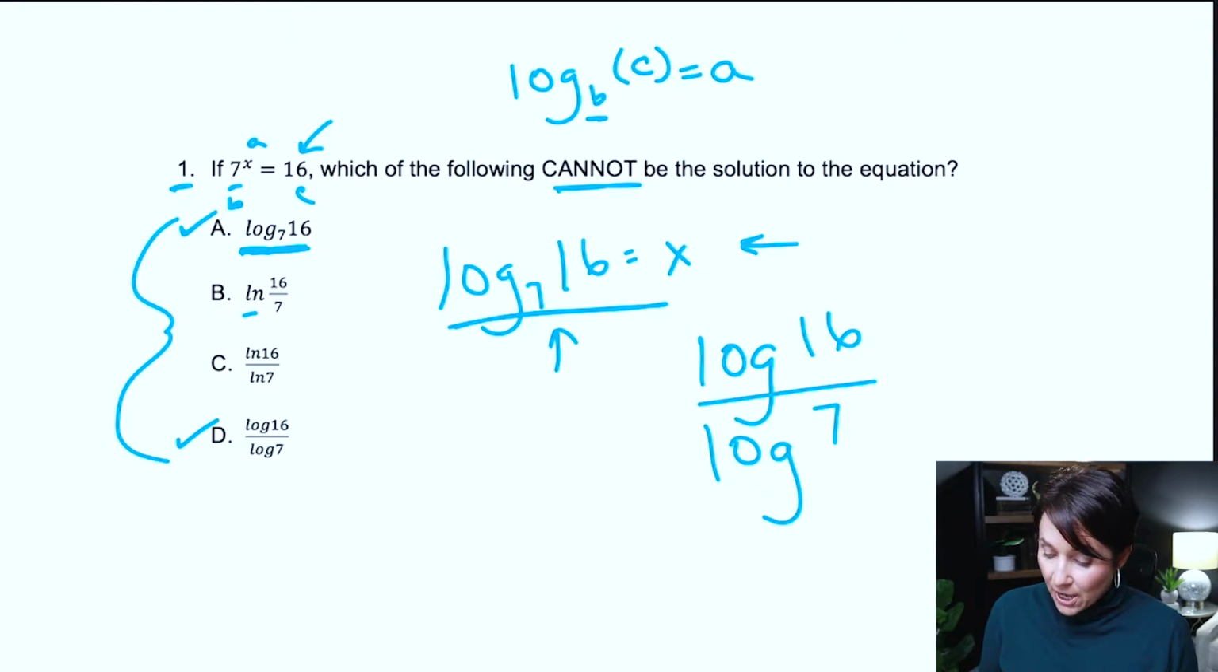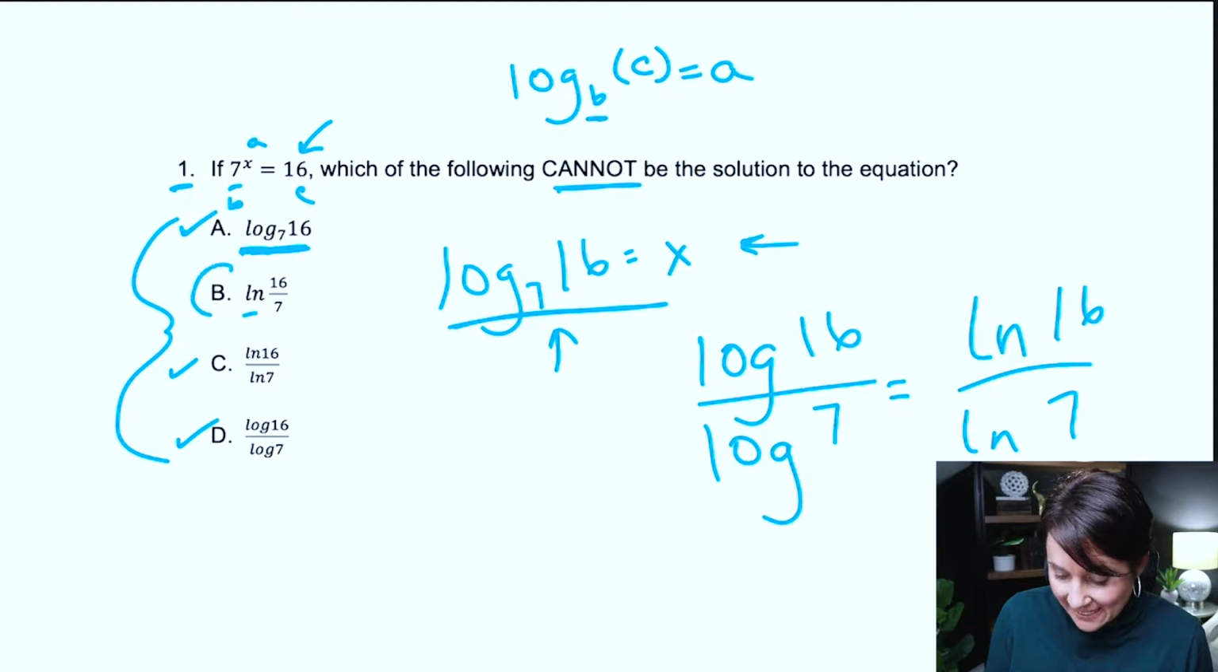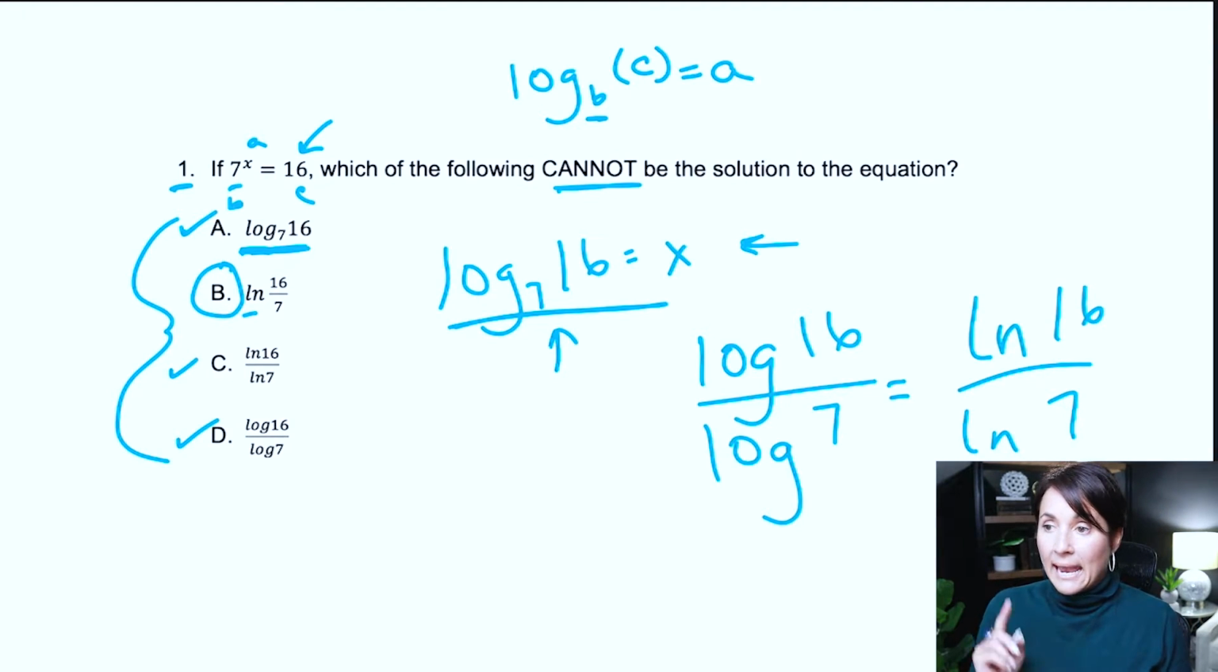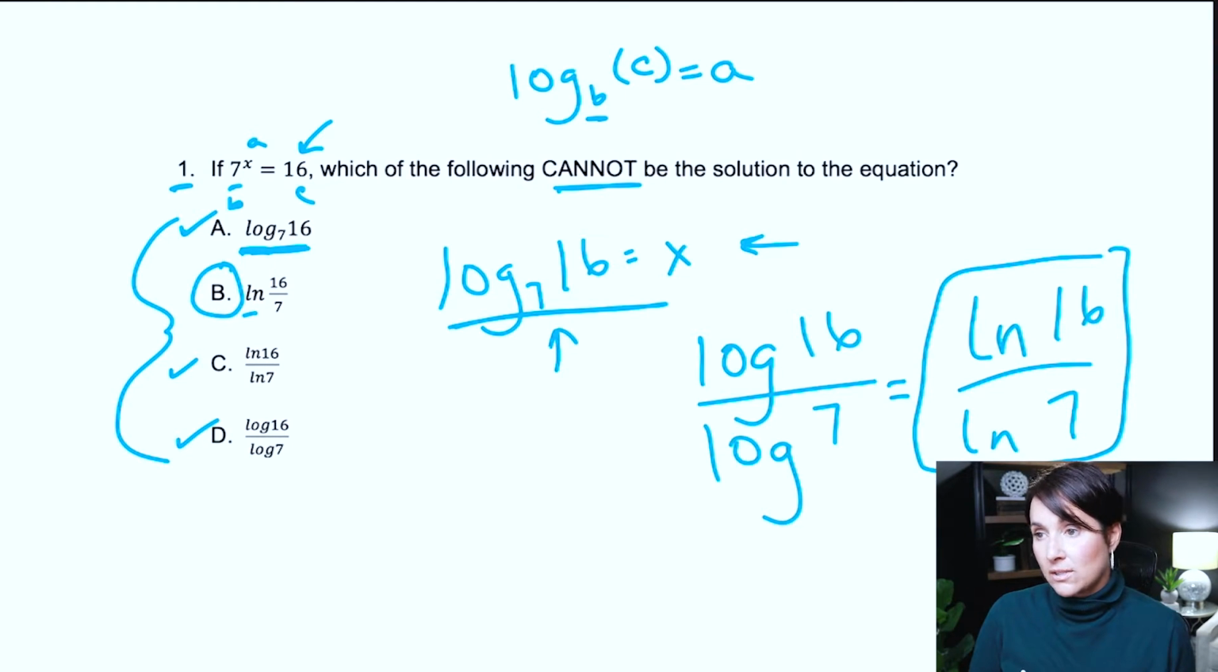Now, another way to write log 16 over log 7 is also natural log, which is ln 16 over natural log 7. That also works. So C could also be a solution. Therefore, I'm not going to choose it because I'm looking for the one that cannot be a solution. And that leaves B as the answer because it is not a solution. And here's why. Let's take a look at natural log 16 over natural log 7. That is a way to write this.